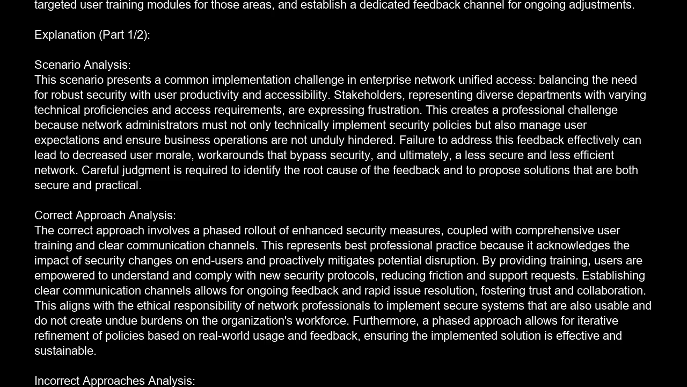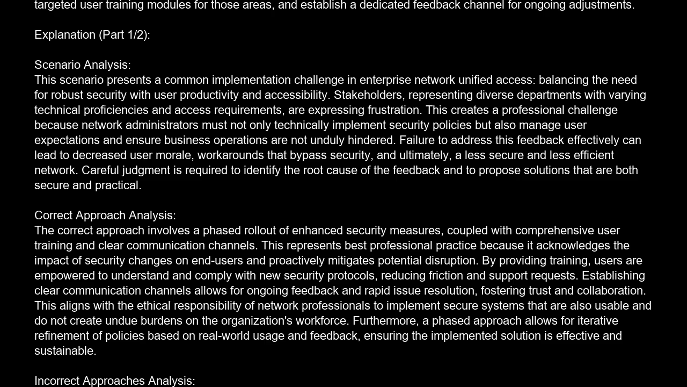This aligns with the ethical responsibility of network professionals to implement secure systems that are also usable and do not create undue burdens on the organization's workforce. Furthermore, a phased approach allows for iterative refinement of policies based on real-world usage and feedback, ensuring the implemented solution is effective and sustainable.